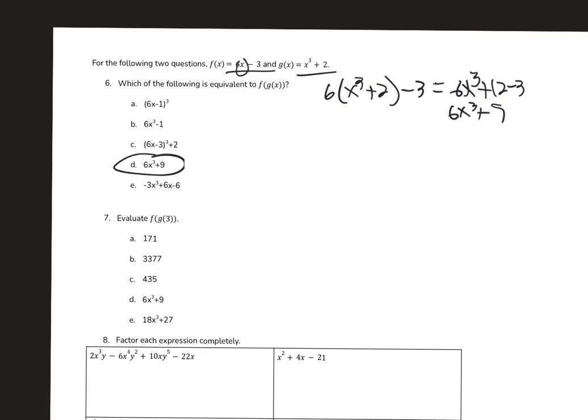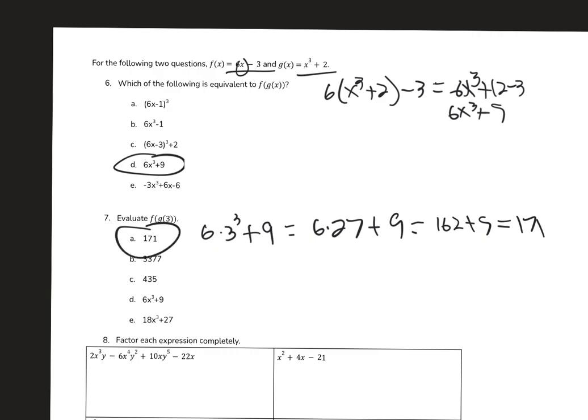And then we're to evaluate f of g of 3. Well, we now know that f of g of x is equal to 6x cubed plus 9. So we can just plug in 3 to that. And so we can do 6 times 3 cubed plus 9. And that's going to give us 6 times 27 plus 9, which is going to give us 162 plus 9, which is going to give us 171. So the answer here is A.